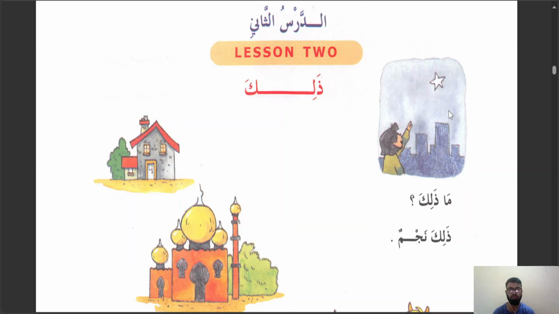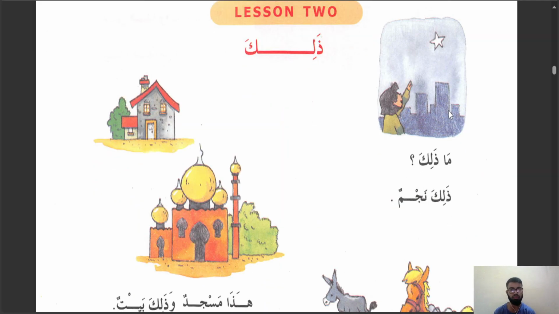So let's go over this lesson once again, inshallah ta'ala. The first thing you see is Ma dhalika. Ma dhalika means what is that? As you can see in the picture, there's a small girl pointing to a star. Obviously, a star is very far, so she's saying Ma dhalika, what is that? And one more thing to remember, we use Ma for these kinds of questions about non-human things. For example, here we are using the star. So the answer is Dhalika najmun, that is a star. Najmun means star.